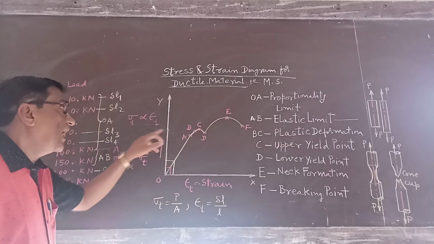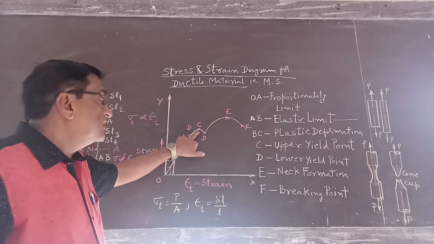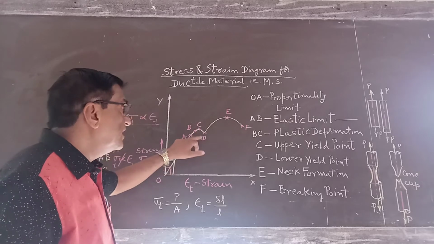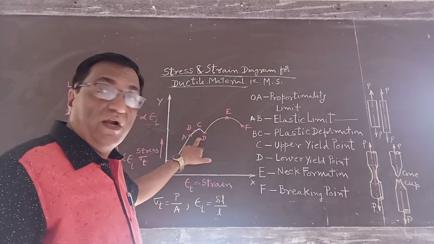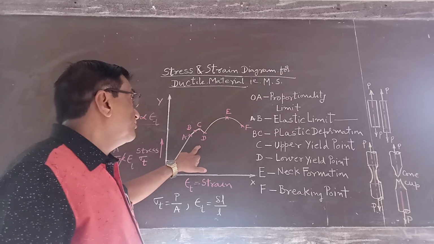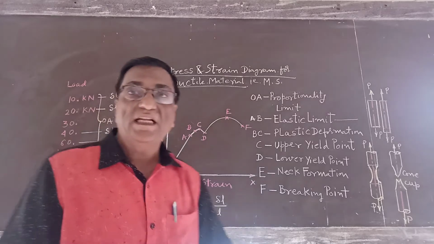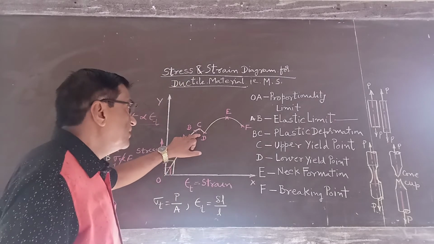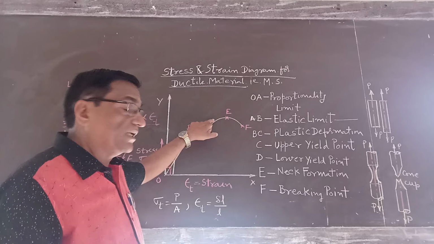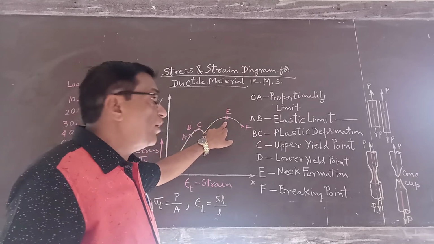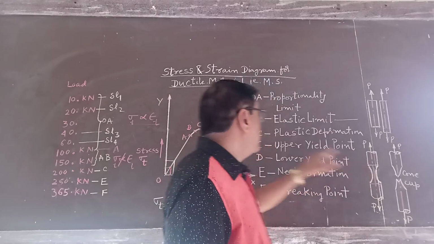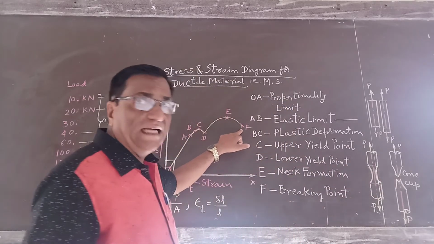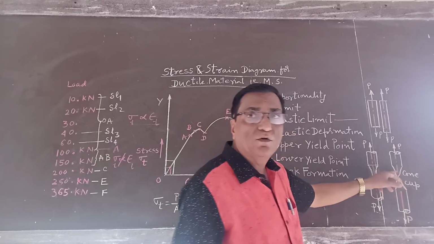Then what happens? After point C, without increasing load, there is deformation. So we get point D, which is known as the lower yield point. At point D, due to strain hardening, the material regains strength. More load is required for deformation, and this continues up to the point E. At point E, neck formation occurs. If we still increase the load, fracture will occur. At point F, there will be fracture with cup and cone formation.